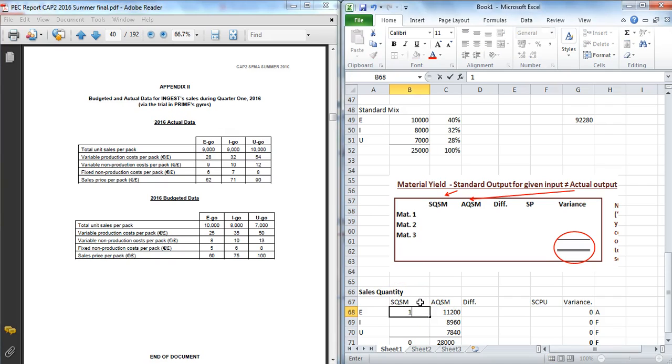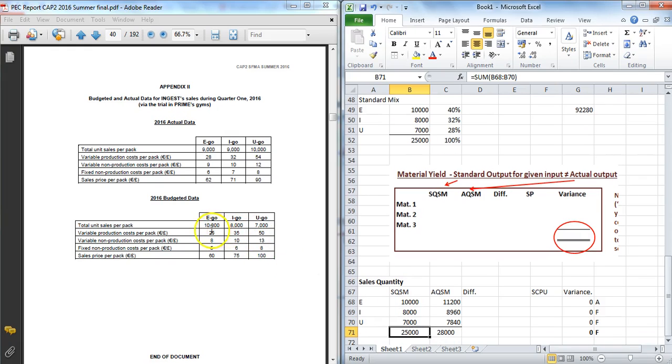The standard quantity would have been 10,000 units for EGO, 8,000 units for IGO, 7,000 units for UGO. So the budgeted data for 2016. So now notice that the quantities are not the same because again we're comparing budget to actual. So same approach as before, you look at the differences, 1,200 units, 960 units, and 840 units. So I put all in positive again, and I use my own labeling system here. So I'll just delete them, they could be wrong.